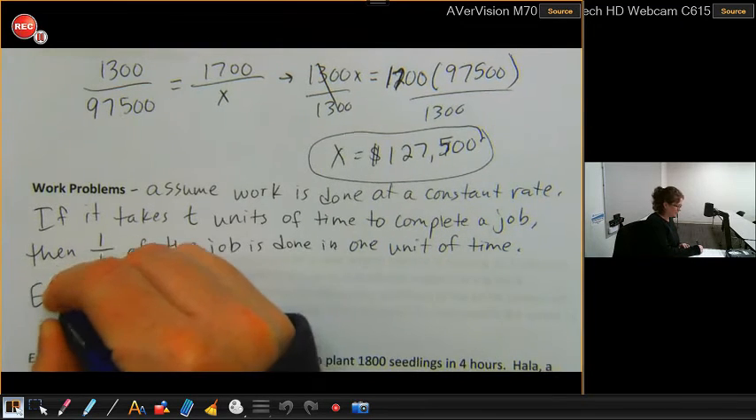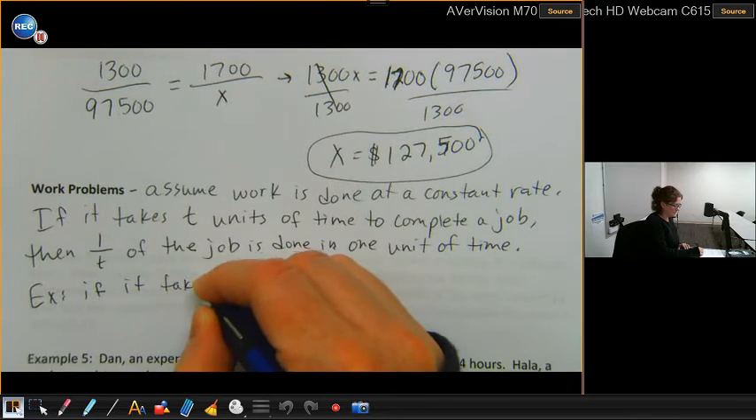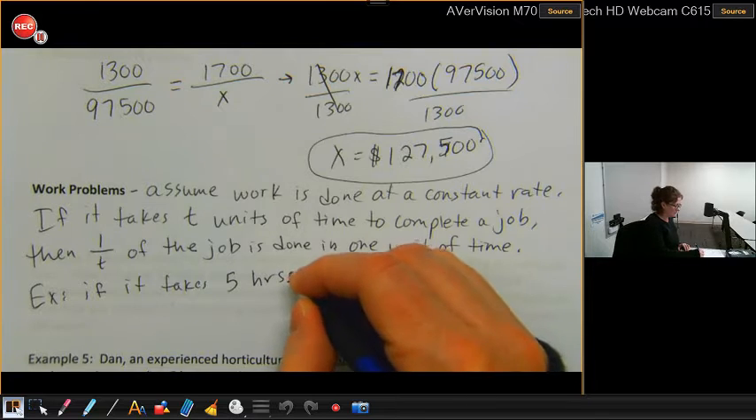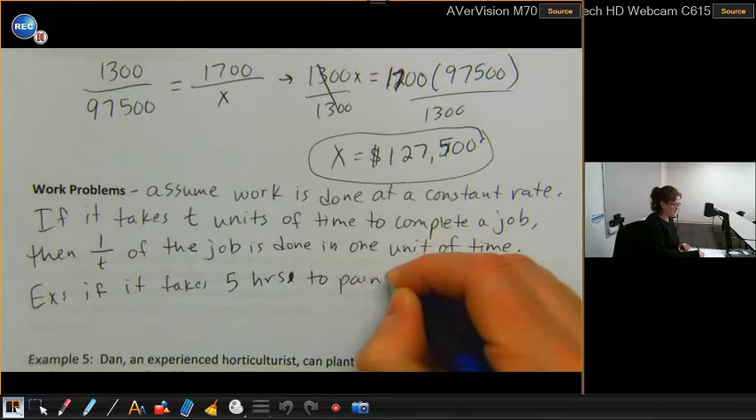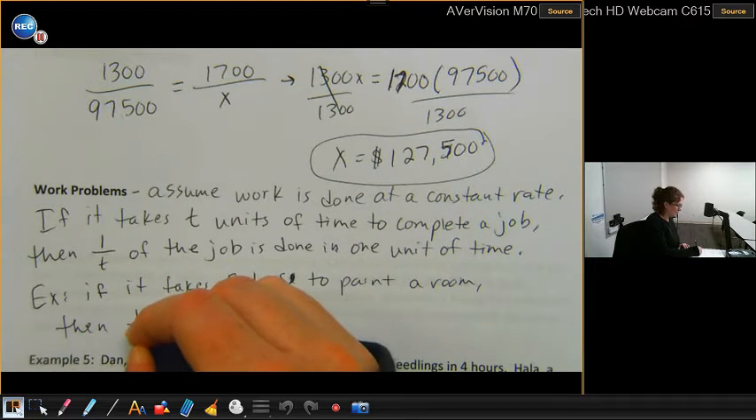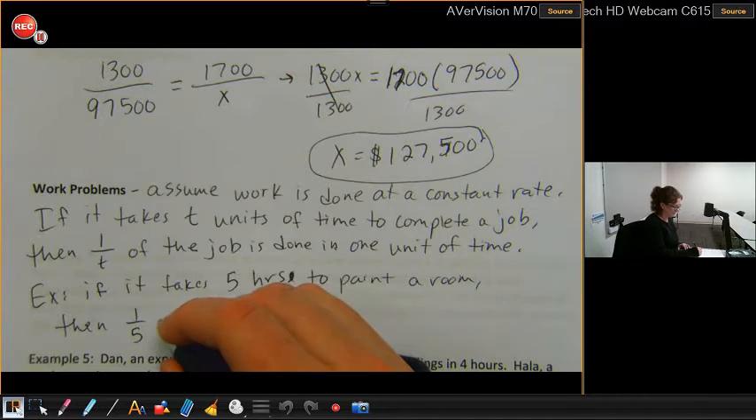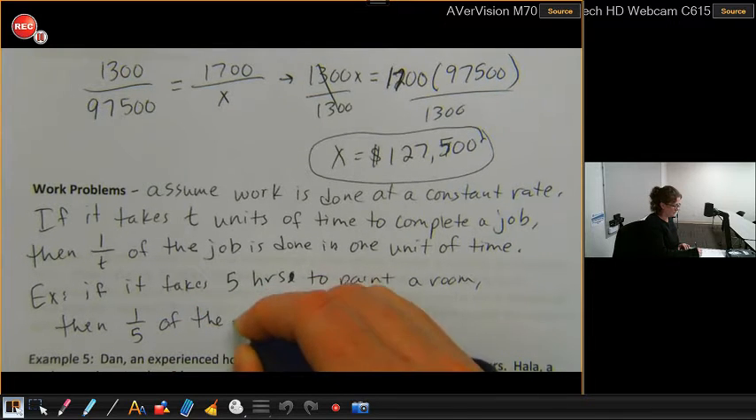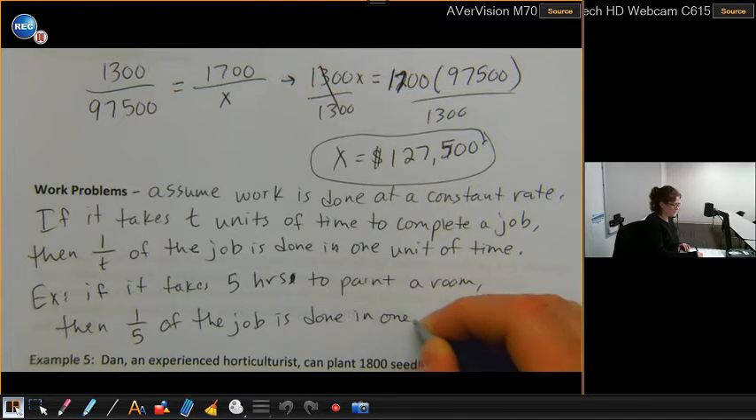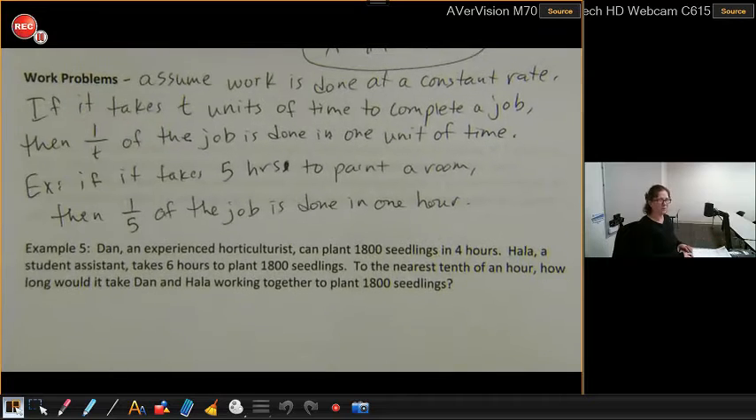For example, if it takes 5 hours to paint a room, then 1 over 5, or 1/5 of the job, is done in 1 hour. We're going to use this to help us solve our problems.